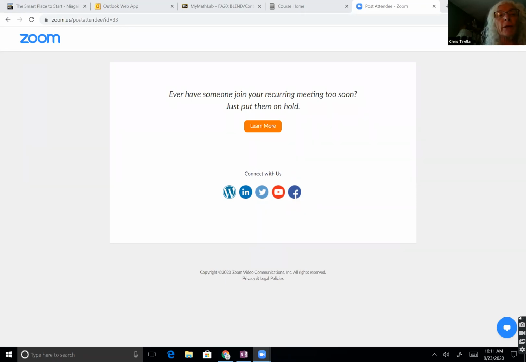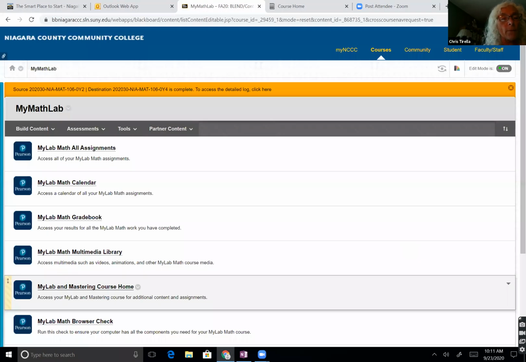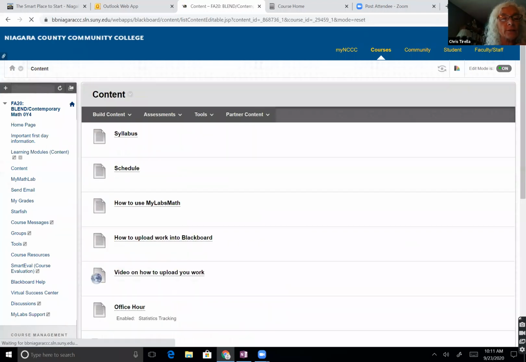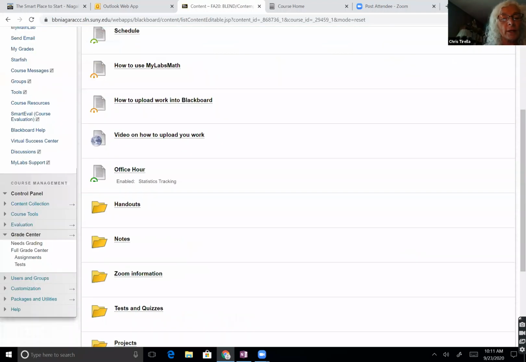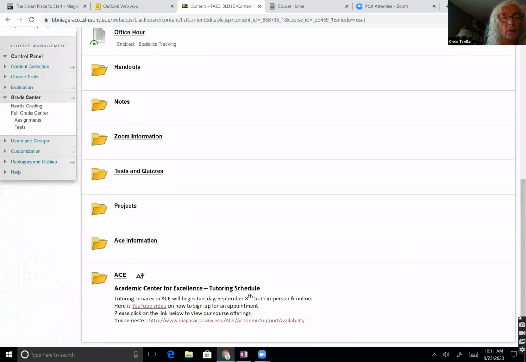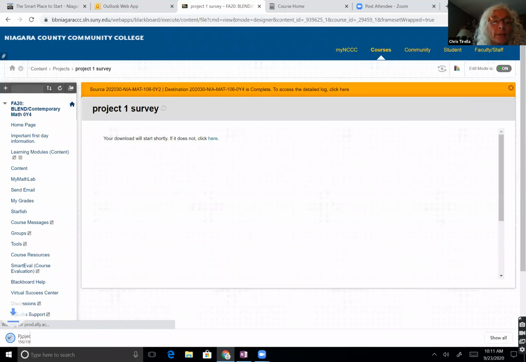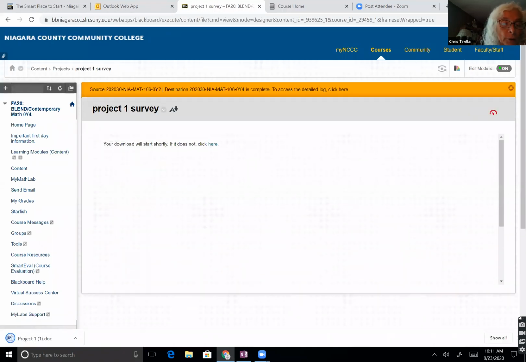Let's see, where are we going next? In Blackboard, in content, is a folder that's called projects. In projects, there is a document, Project 1 survey. And I'd like to go through that document with you.